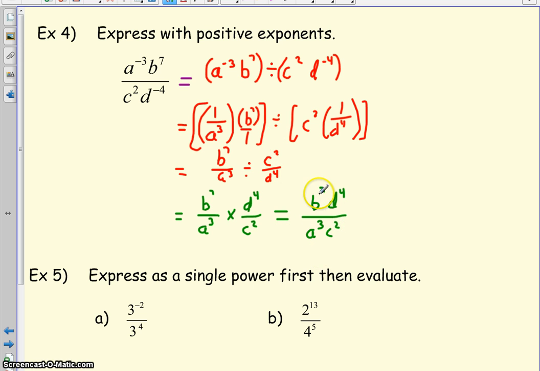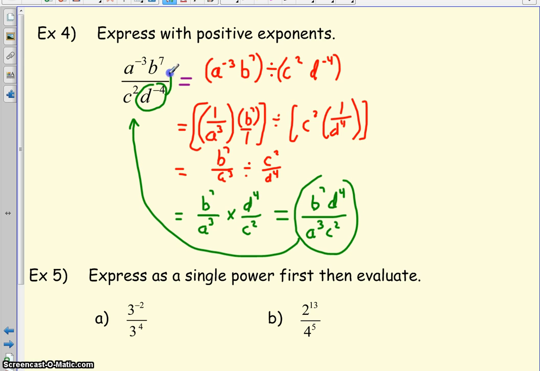Now, if you look at the final answer and the original question, you might be able to see a bit of a shortcut here. And you might be a little bit mad that we did all this work, because you can see that if you just move the d to the negative 4 up to the numerator and make the exponent positive, and move the a to the negative 3 down to the denominator and make the exponent positive, you get the exact same answer. And that actually is the case. So you don't have to go through all this work every single time.